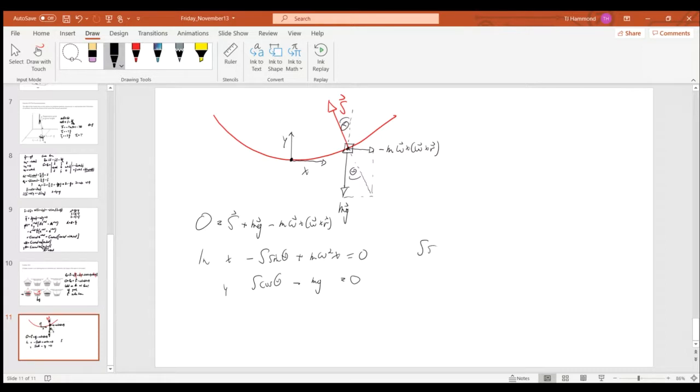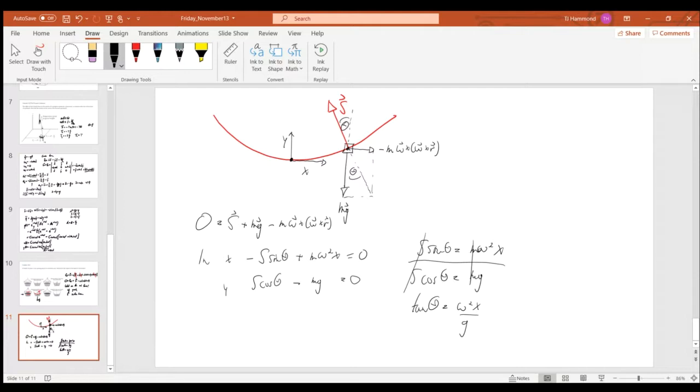So what we have is S sine theta is equal to m omega squared x, and S cos theta is equal to mg. So we're just going to divide these two, and the S's cancel, the m's cancel, and we get tan theta equals omega squared x over g. Okay?